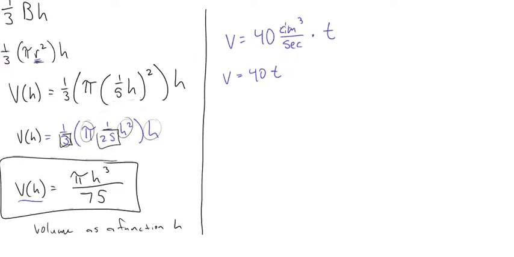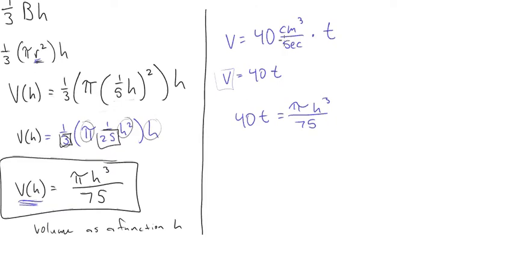Okay. Now, what else do we know about the volume? And hopefully you're kind of seeing ahead. Well, we know that the volume in terms of h is pi times h cubed divided by 75. And if we have volume here and volume here, we can set them equal to each other. So 40t is equal to pi h cubed over 75. We just took volume in one and substituted the volume from the other. So volume of a cone and the volume of the water based on the time that it's been going.